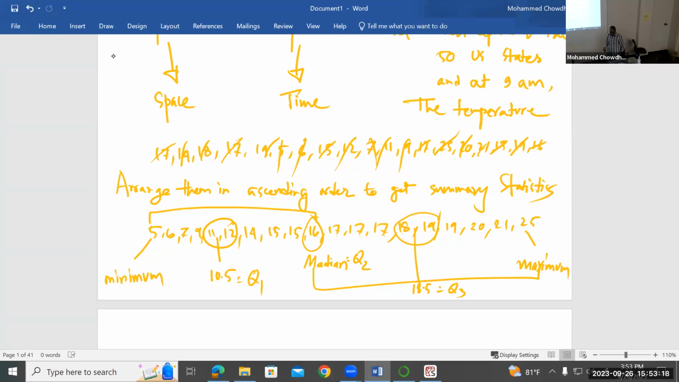What is the definition of the quartiles? Quartiles divide the data into 4 equal parts. First quartile, second quartile, third quartile, 4 equal parts. How? First 25%, and then another 25%, between 25% and 50%. This is the third 25%, between 50% and 75%. This is the top 25%, above 75%. Okay?